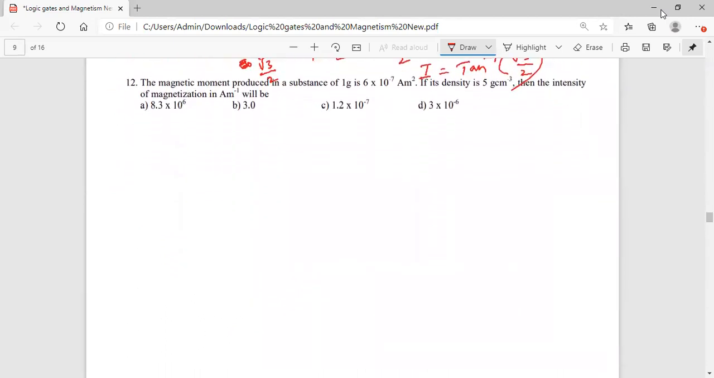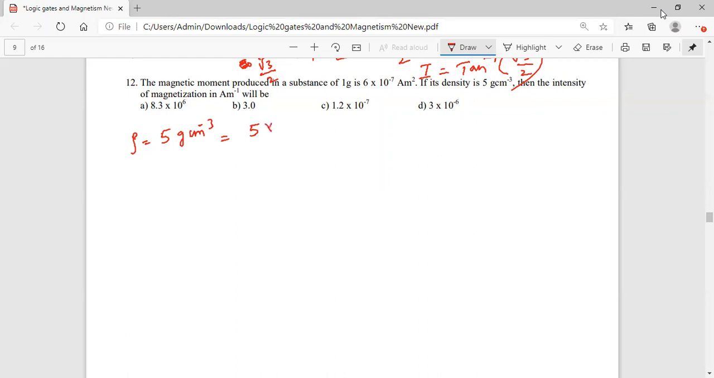Next, the magnetic moment produced in a substance of 1 gram is 6 into 10 power minus 7 ampere meter square. If its density is 5 gram per centimeter cube, then the intensity of magnetization is? Yes, they are given density. Density is equal to 5 gram per centimeter cube.